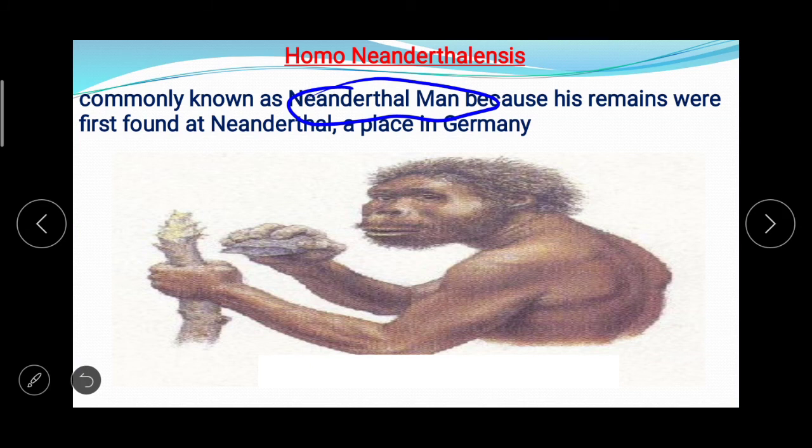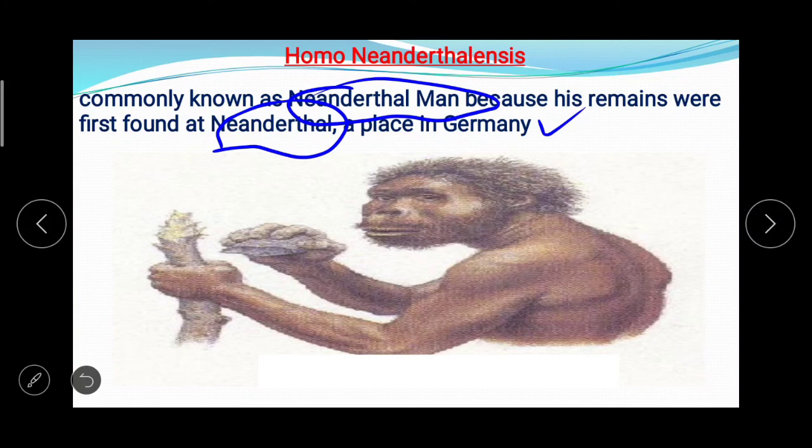Because his remains were first found at Neanderthal, a place in Germany. जैसे हम जिस गांव में रहते हैं तो उस गांव के नाम से जाने जाते हैं, पहचाने जाते हैं, या फिर हम उस गांव का नाम बताते हैं, वैसे ही ये जो Neanderthal man की remains हैं वो जर्मनी की Neanderthal नाम की जगह पे मिले, इसीलिए उसको नाम दे दिया Neanderthal.